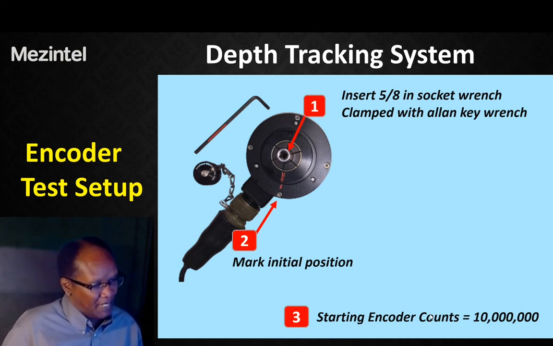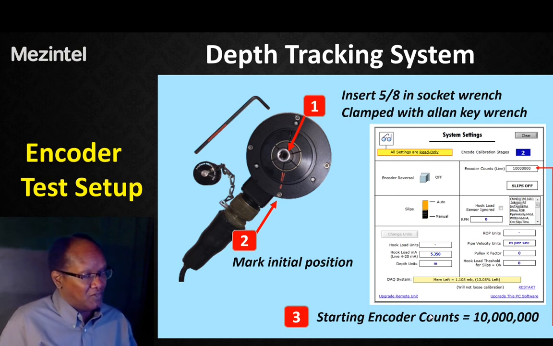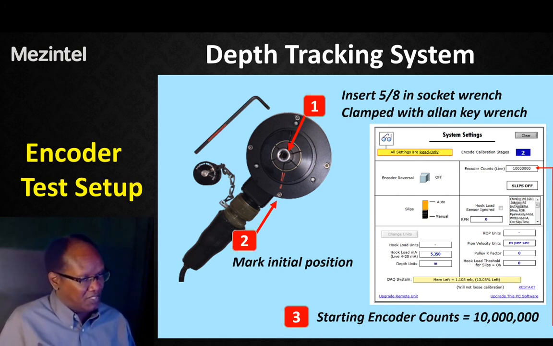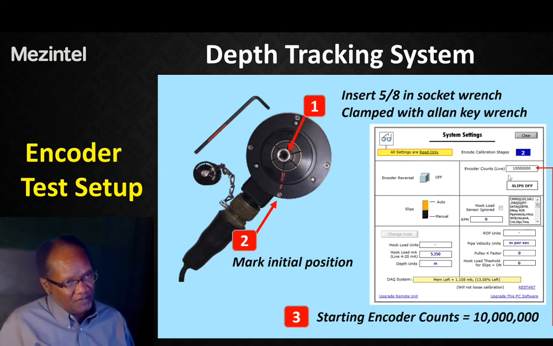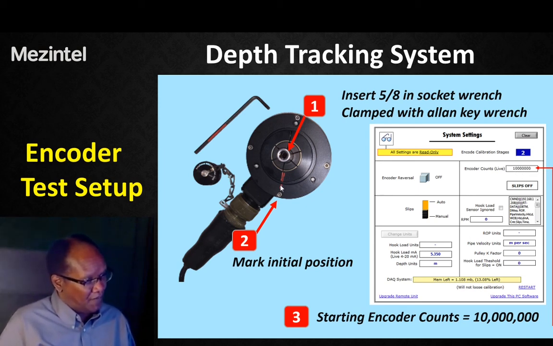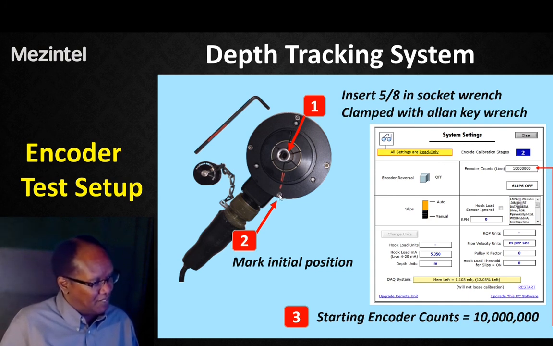million, and this you can verify using the software. So the depth tracking system as supplied by Mezintel, once it starts up, it will start with the default count of 10 million, as you can see there. So this 10 million will now correspond to the initial position of the rotary part of the encoder, which is lined up to the housing.